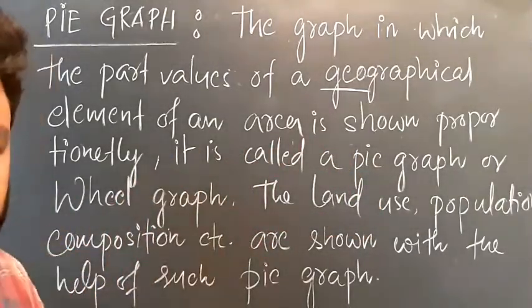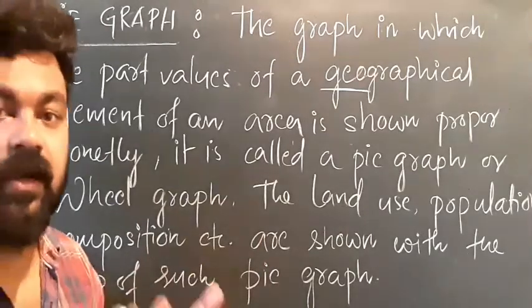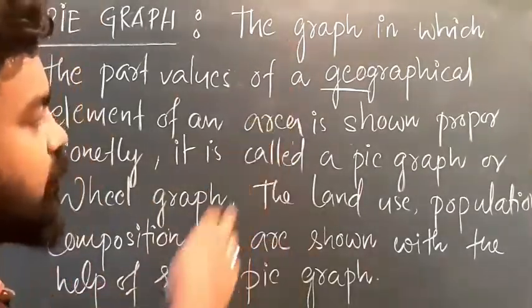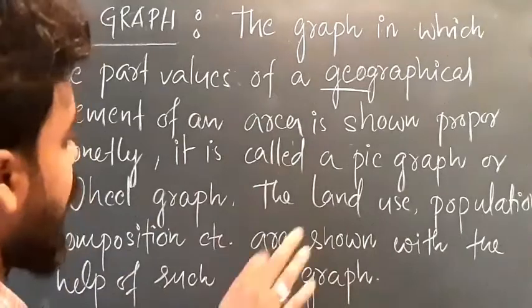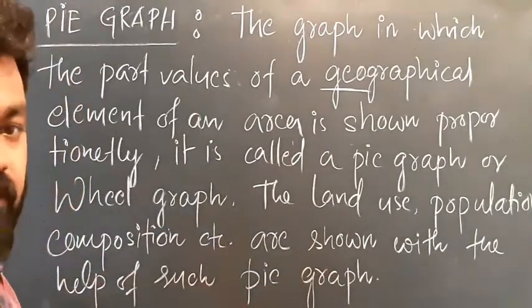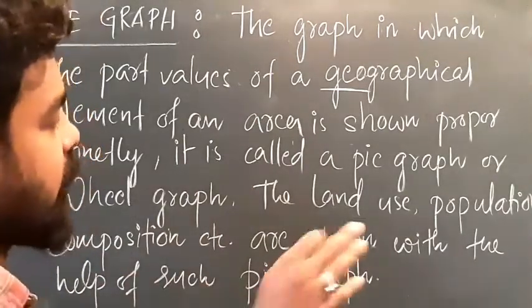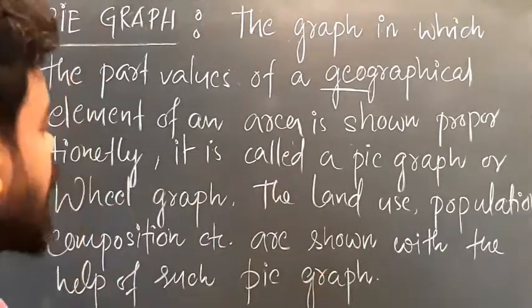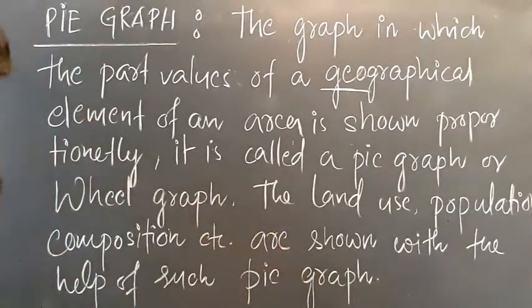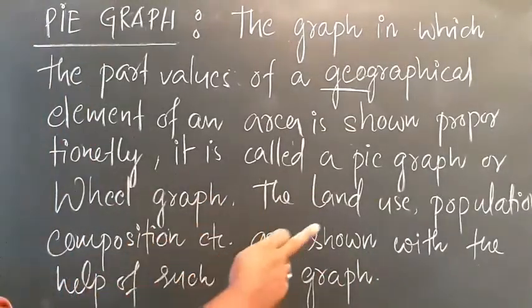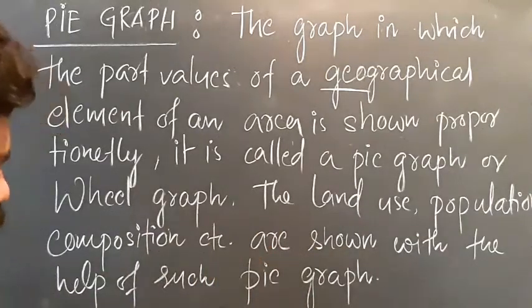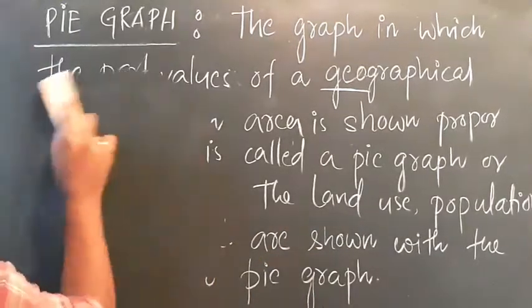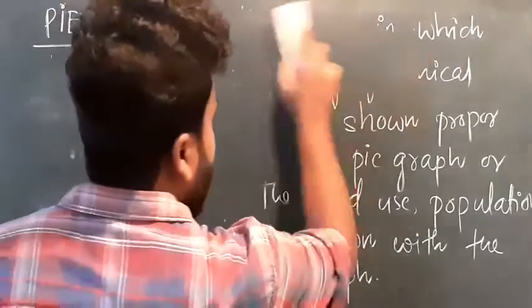We know that we draw a 360-degree circle. After that we divide it into different parts or several parts. Then we calculate percentage wise or angle wise. Then we represent it in the graph. The land use, population composition, etc. are shown with the help of such a pie graph. So for example, I am drawing the pie diagram here.